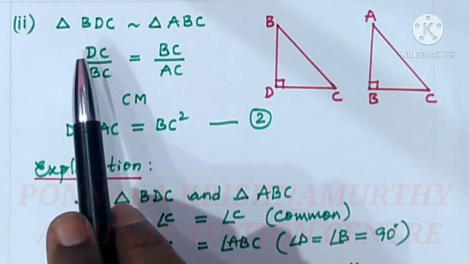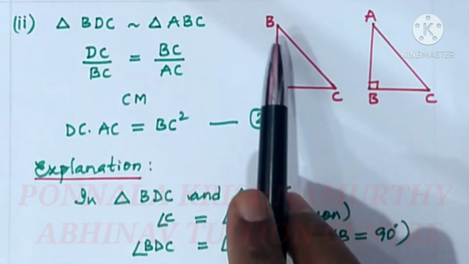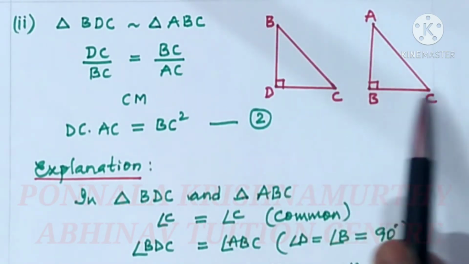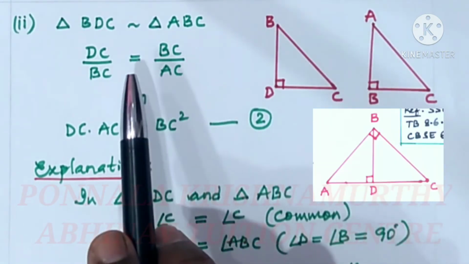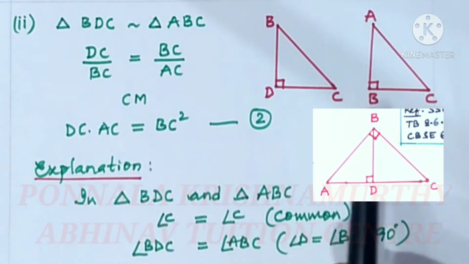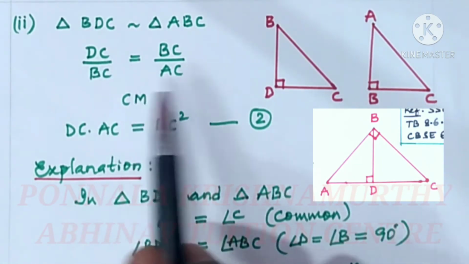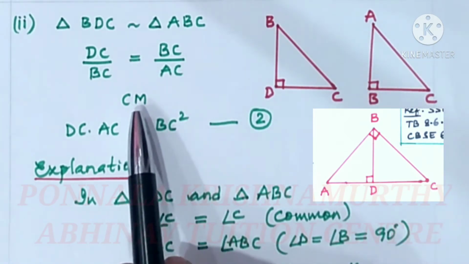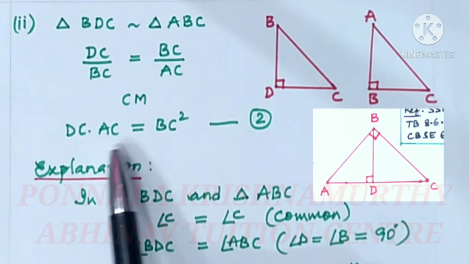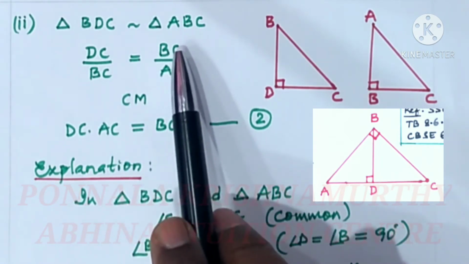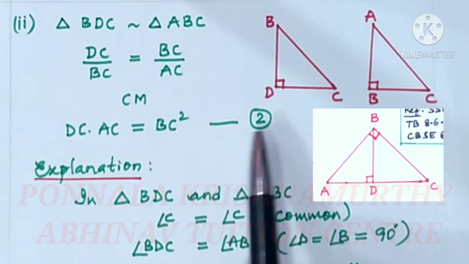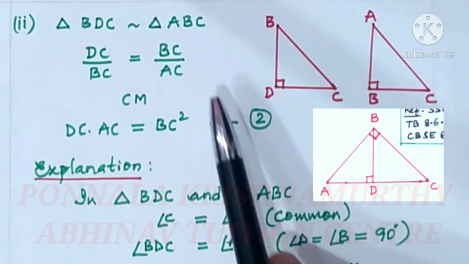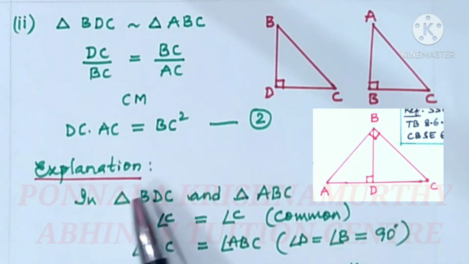In the second one, triangle BDC, this is the triangle BDC, is similar to triangle ABC. Then DC by BC is equal to BC by AC. Cross multiplication: DC into AC is equal to BC into BC, that is BC square, equation 2. Here also, if you are unable to understand this, please see this explanation.